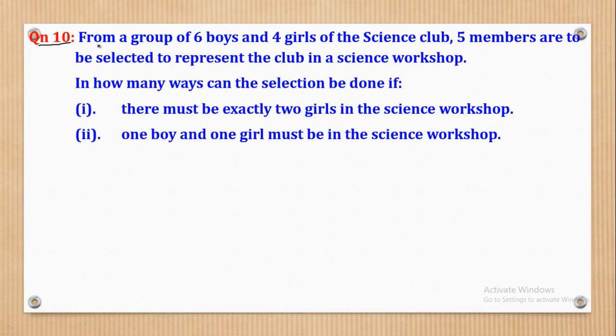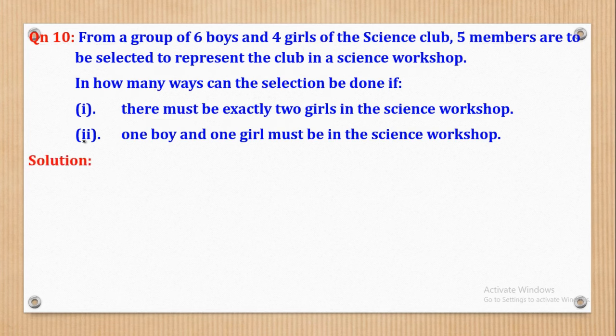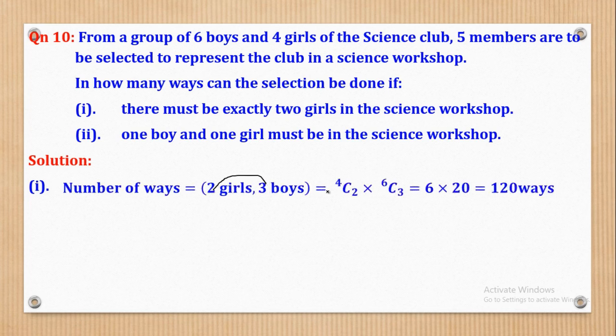Then question 10 says, from a group of 6 boys and 10 girls of the science club, 5 members are to be selected to represent the club in a science workshop. In how many ways can the selection be done if, Roman 1, there must be exactly 2 girls in the science workshop? So their number of ways will be 2 girls, 3 boys to give you 4 combination 2 times 6 combination 3 to give you 120 ways.